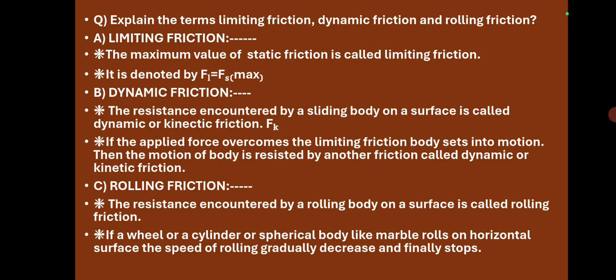And if a wheel or cylinder or spherical body like a marble rolls on a horizontal surface, the speed of rolling gradually decreases and finally stops due to this rolling friction. So these are the three types of friction.